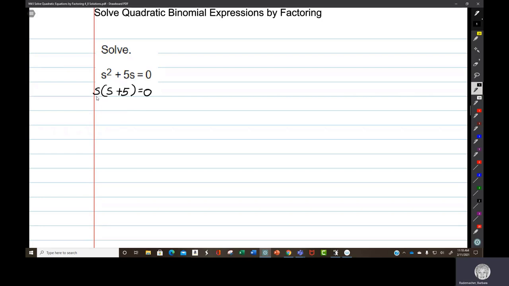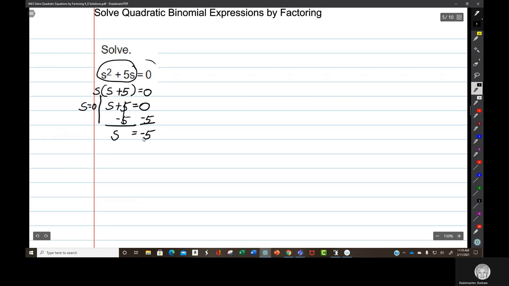Now, each of these is a factor of this right there. When you multiply these together, you get that. That makes them factors. They don't look alike. This is a monomial. I set it equal to 0. A monomial factor. This is a binomial factor because there are 2 terms. S plus 5 equals 0. Now S equals 0 is already solved, but S plus 5, I need to subtract 5 from both sides. S equals negative 5. So I have two solutions to my quadratic equation.